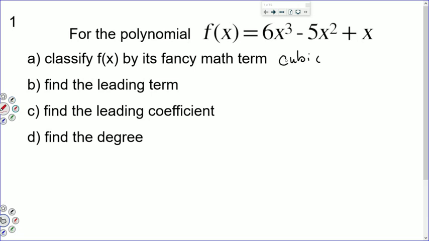The leading term is the term that has the highest degree. So that is the 6x cubed. Regardless of the order that it's in, our leading term is 6x cubed. Our leading coefficient is the coefficient of that leading term. So in this case, our leading coefficient is 6. And then find the degree. The degree is the largest exponent that exists, and that is a third degree equation. Okay? Simple as that. Just give me the stuff about the equation.